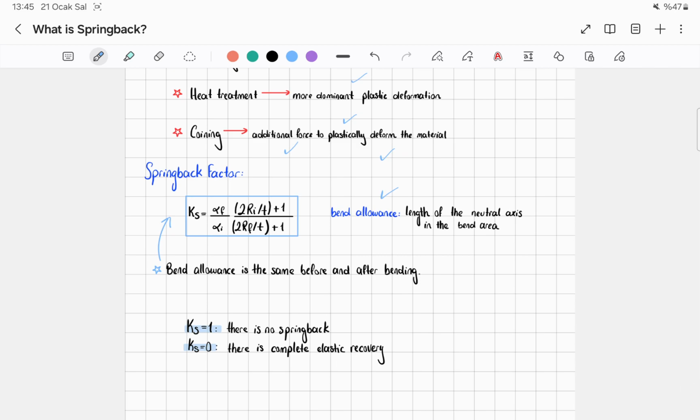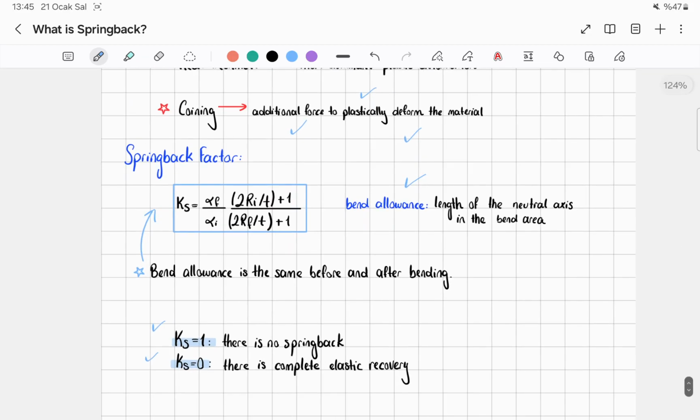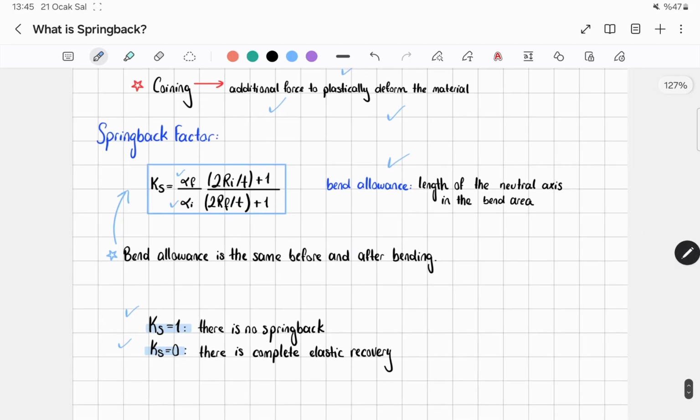Let's check if the springback factor Ks is 1 and 0. If Ks is 1, that means there is no springback. How do we understand that? Let's check the final and initial bend angle. If Ks is 1, that means alpha f is equal to alpha i. So that makes sense, right? The initial and final angle is the same, so there's no springback.